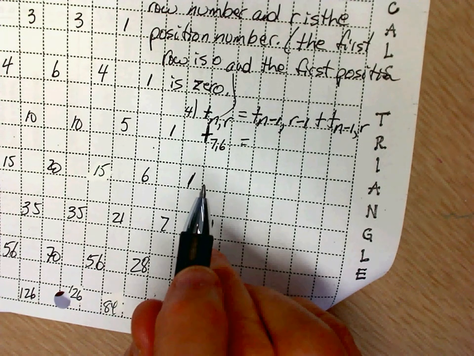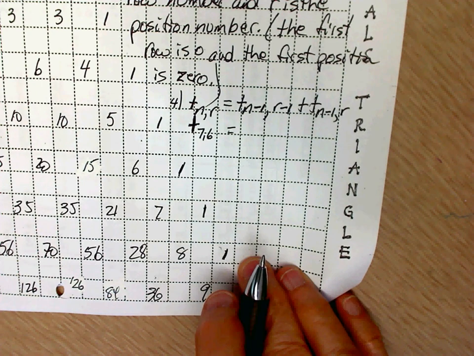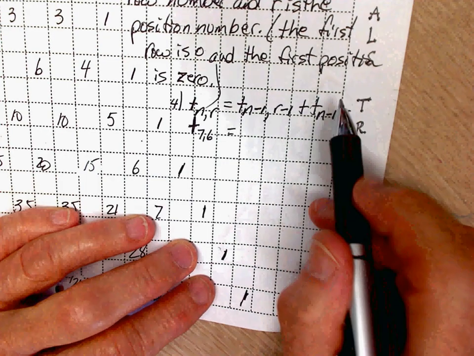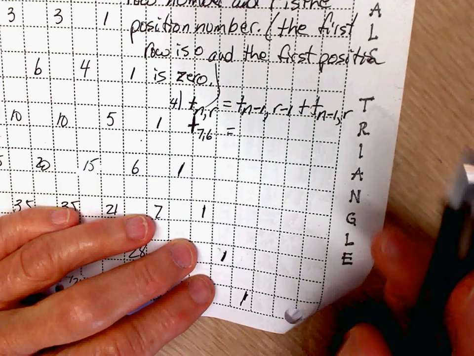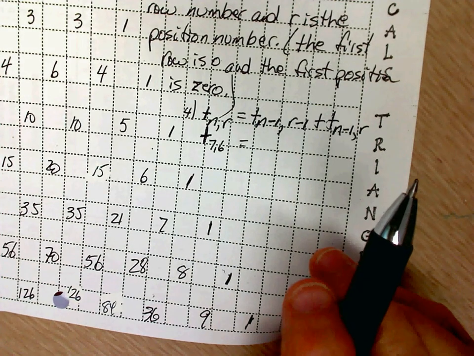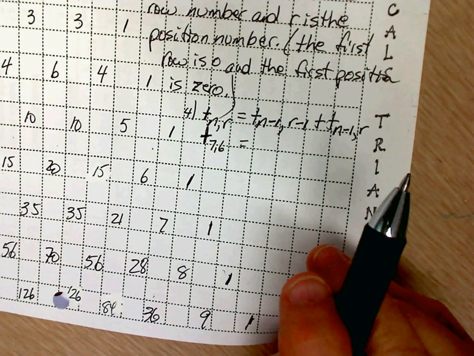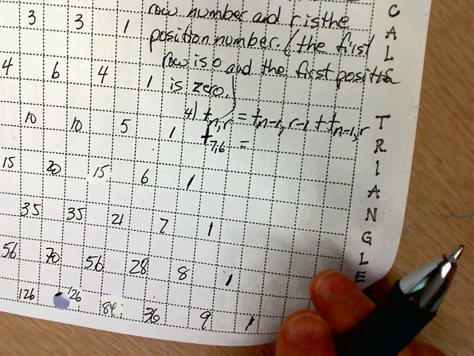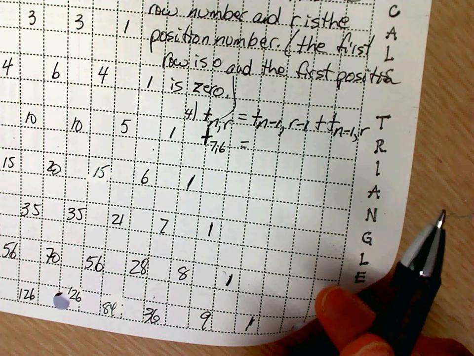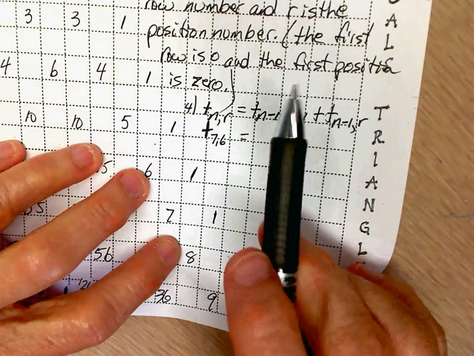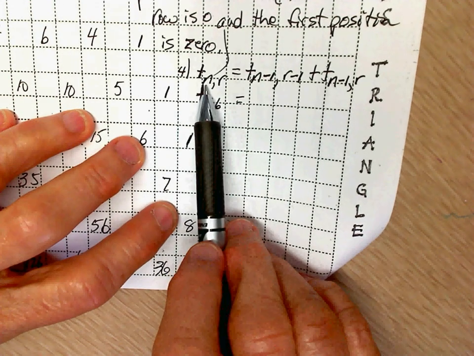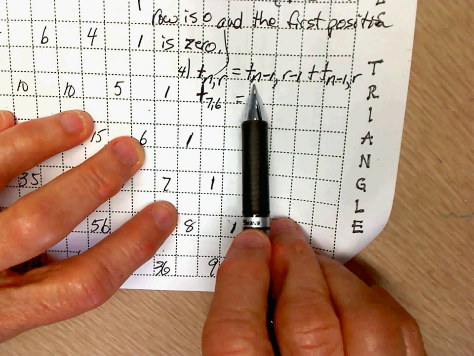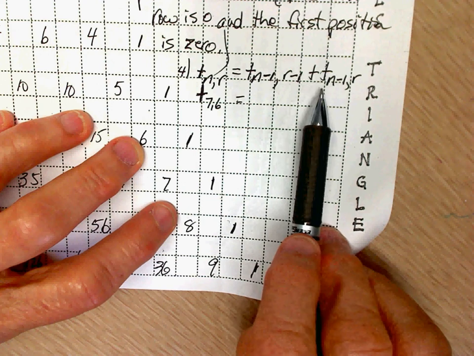Yes? T(n-1, r-1), and then it's T(n-1, r). Can you please read over that entire line again? This one here? Yeah. T subscript n comma r equals T subscript n minus 1 comma r minus 1 plus T subscript n minus 1 comma r.